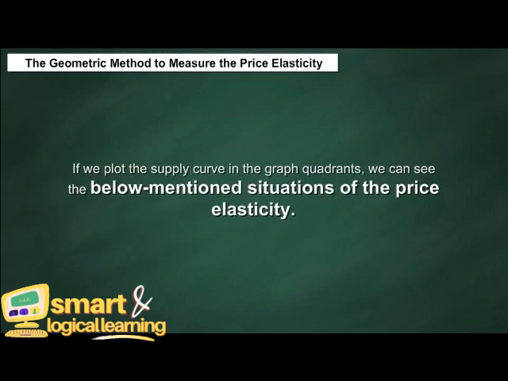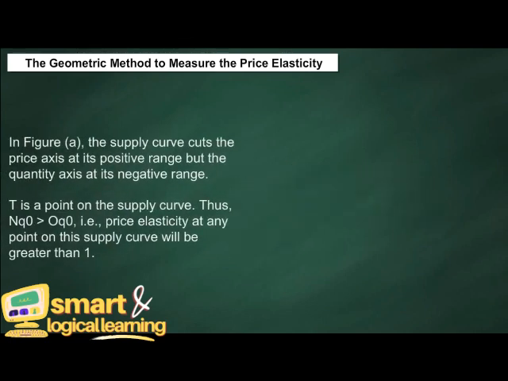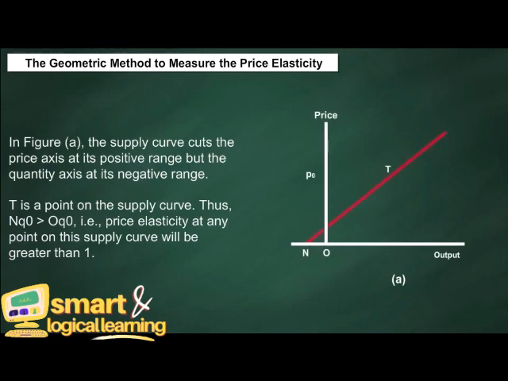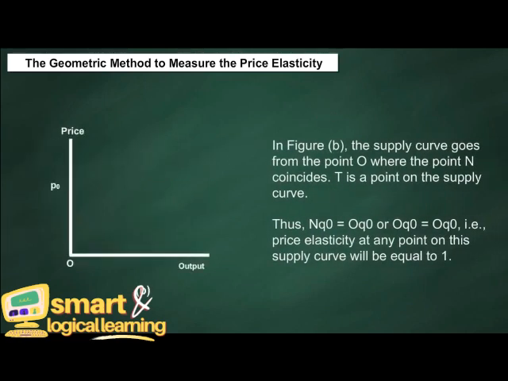If we plot the supply curve in the graph quadrants, we can see the below mentioned situations of the price elasticity. In figure A, the supply curve cuts the price axis at its positive range, but the quantity axis at its negative range. T is a point on the supply curve. Thus, NQ0 is greater than OQ0, that is, price elasticity at any point on this supply curve will be greater than 1.